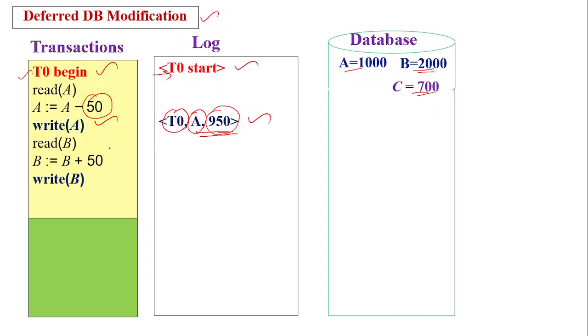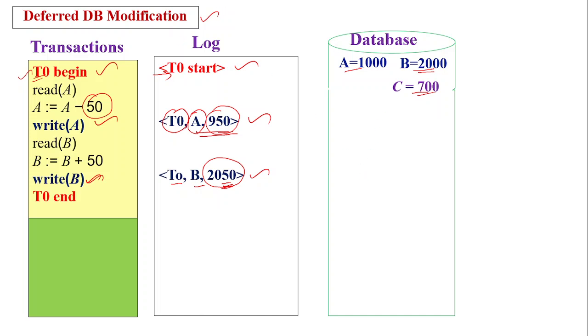Okay, and when it executes write on B, then it makes the corresponding update record into the log, T0, B, 2050, and here 2050 is the updated value of B. So initially it was 2000. Since T0 transfers the amount 50 rupees from account A to B, after the transaction the B account contains 2050. Even now there is no modification made into the database because it is the deferred database modification technique.